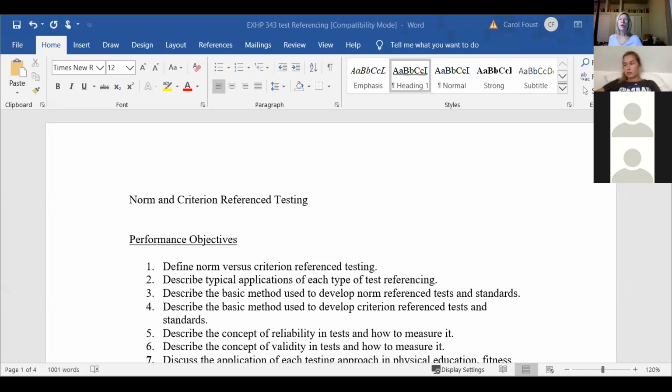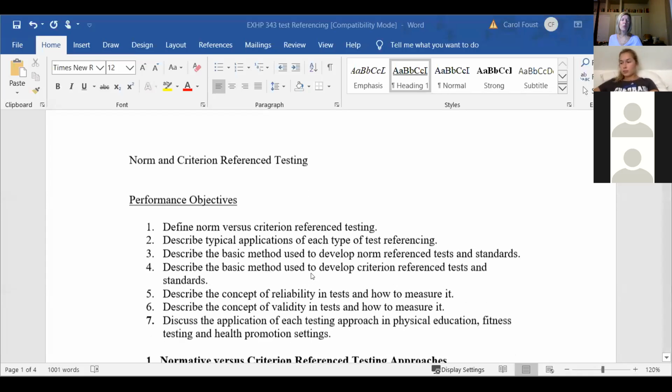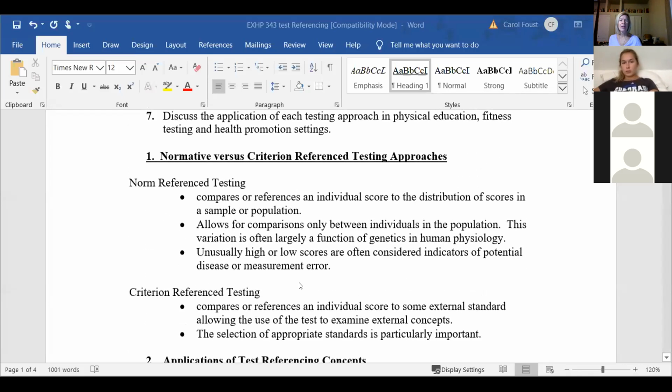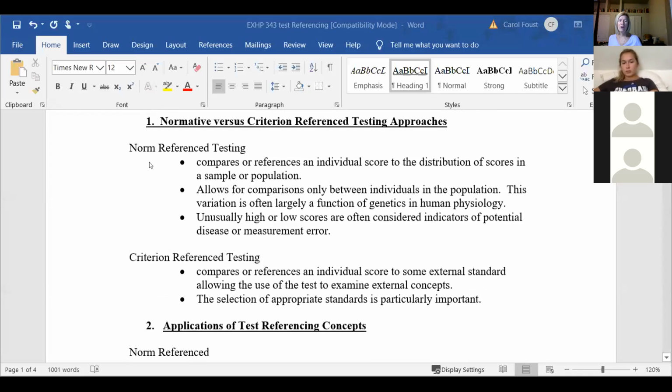Okay, so for this lecture, we're going to be talking about how we can use inferential testing in order to determine whether a measurement is correct or not, okay? So if you'll remember, we talked about norm referenced and criterion referenced, okay?